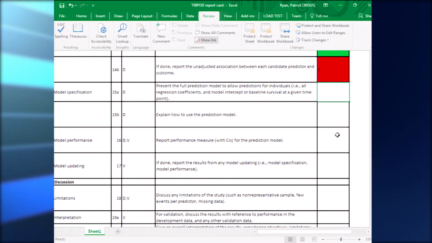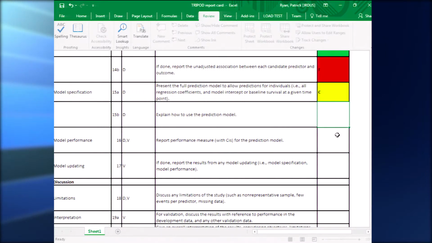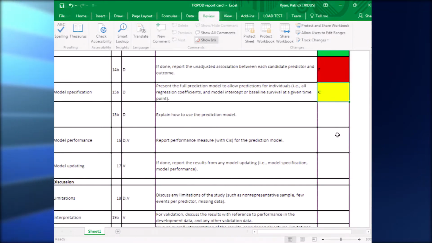15A. Full prediction model to allow for predictions for individuals. Well, yeah. So you're saying C. So just, where was the model provided in this paper? It's F. Where specifically can you find the model? I want you to all look at the paper. It is there. Where is it?